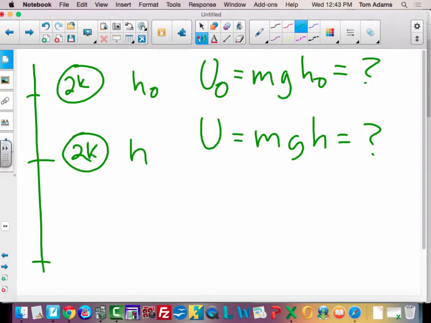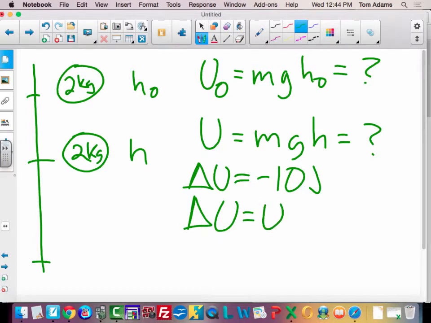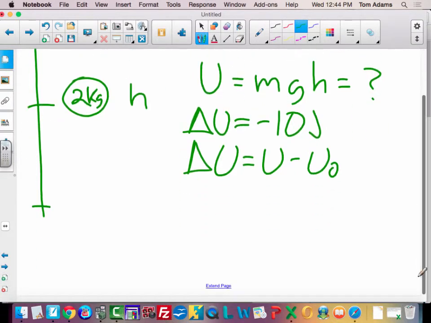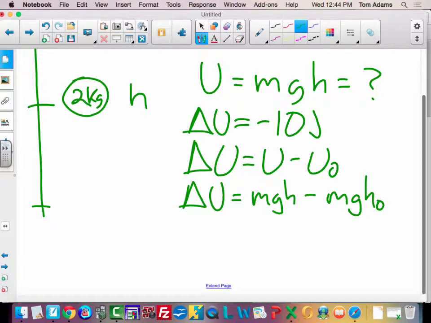So, in other words, we let go of this object, we wait a little bit of time, gravity pulls it down, there's a change in position. What I really want to know is, it says that the potential energy is decreased by 10 joules. Well, the change in potential energy is just the final potential energy minus the initial potential energy. Okay? So if I write this out, then delta U is equal to mg h minus mg h naught. Does that make sense?